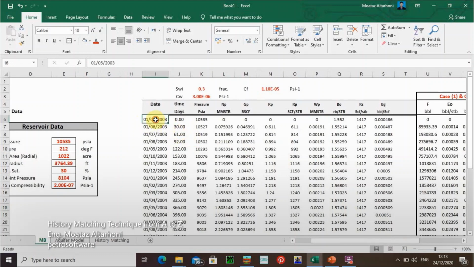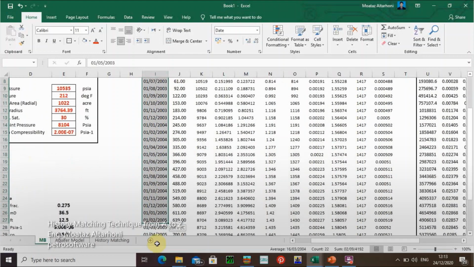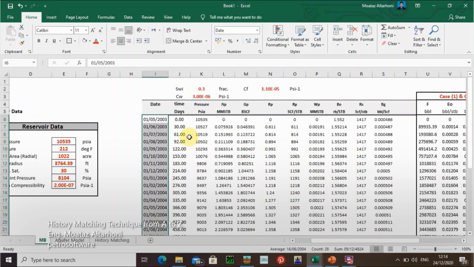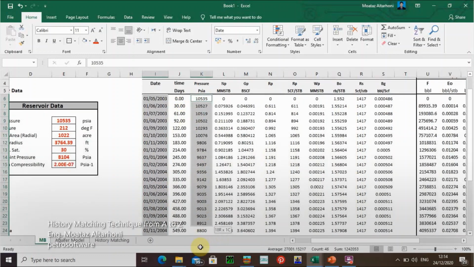Here we have our production history. We can see the production starts in May 2003, and that's the time in days and the initial reservoir pressure, and then after the production, cumulative oil production increases, the pressure drops. So we need to have some more information about these numbers.